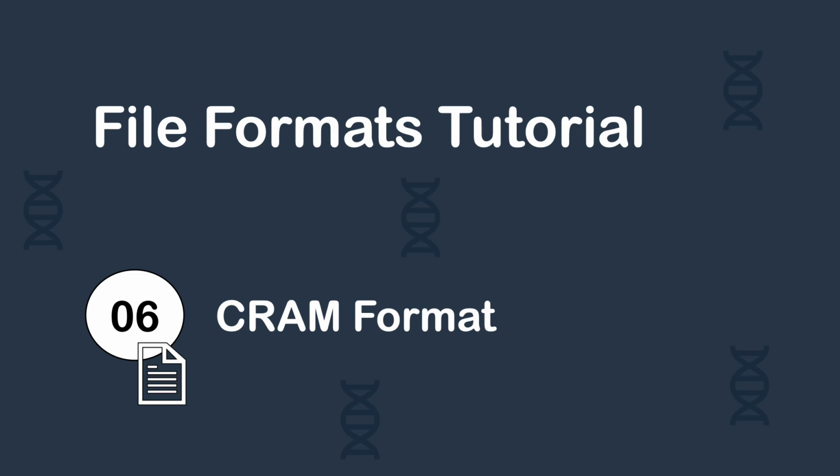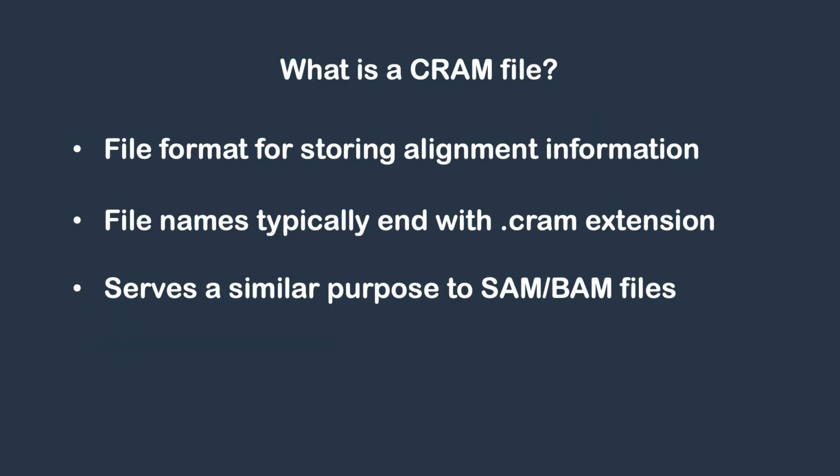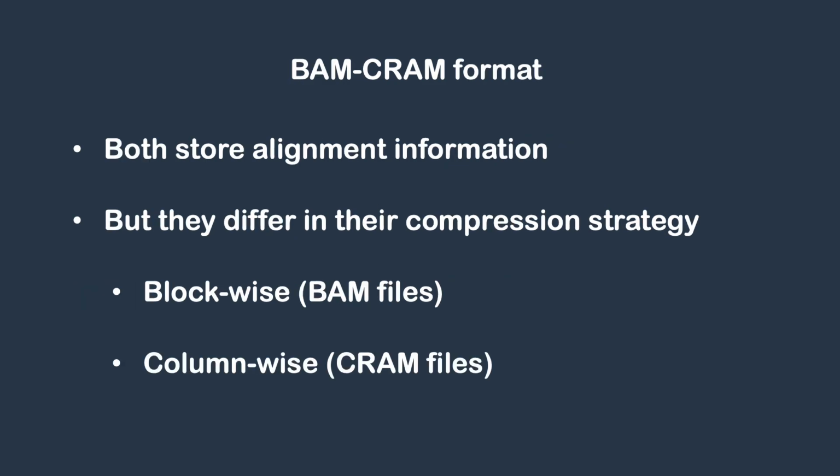Let's get started. So what is a CRAM file? It's a file format for storing sequence alignment information, and it typically uses the .cram file extension. And if you're thinking this sounds a lot like SAM/BAM files, you're right. Indeed, both BAM and CRAM files store sequence alignment information, but they do so in very different ways.